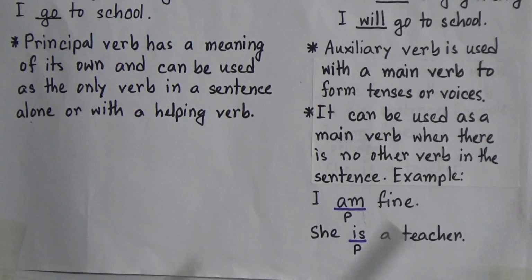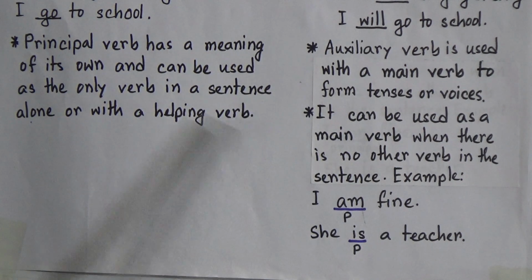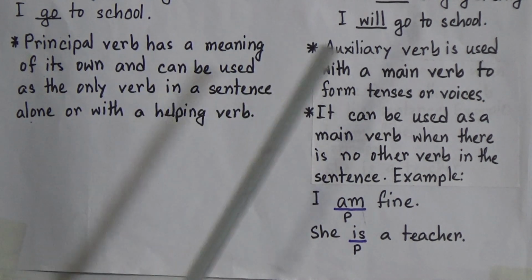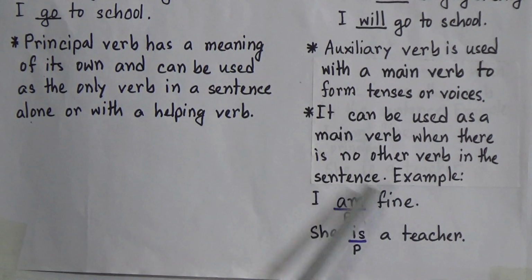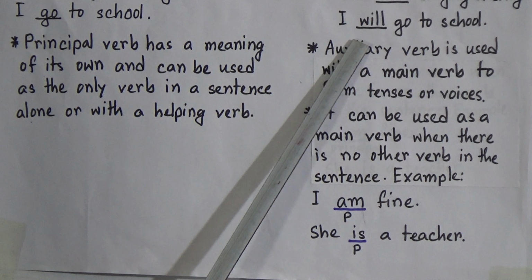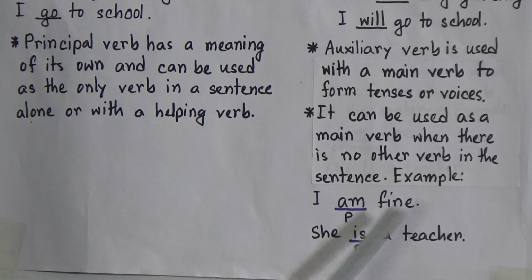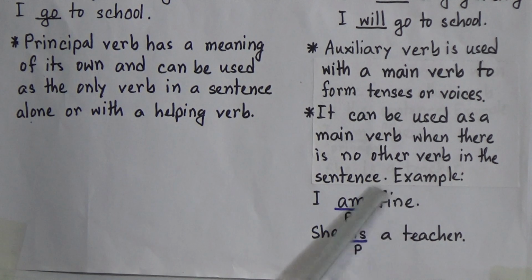So what can you say? Principal verb has a meaning of its own, and we can use it in a sentence alone or with a helping verb, and auxiliary verb or helping verb is used with a main verb in a sentence to form tenses or voices, and we can also use auxiliary verb in a sentence as a main verb, but in this situation there will be no other verb. That means there will be no other main verb or no other verb except the helping verb or auxiliary verb. And when there will be one verb, we will call it principal verb.